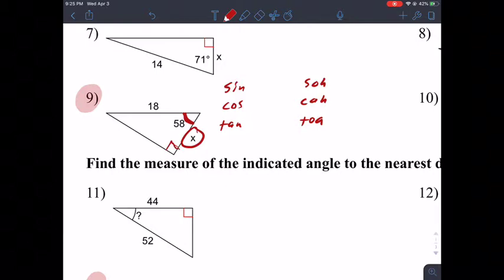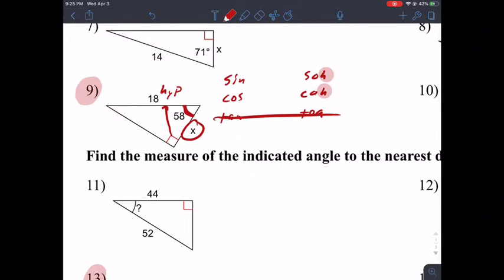But if I notice here, I have my right angle. If I go straight across, I hit 18, so that's my hypotenuse. So I need to pick one that has hypotenuse, which means tangent doesn't work. Both sine and cosine have hypotenuse, so it has to be one of these. Well, x is also next to 58, so this has to be the adjacent, because it's not the hypotenuse. We already used that one. So that means sine is off, and we're going to use cosine.